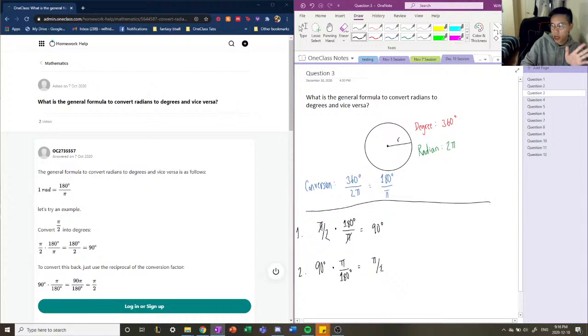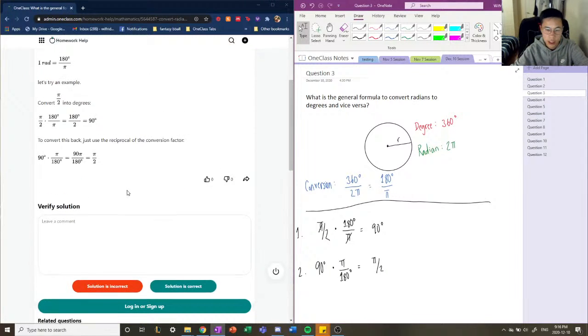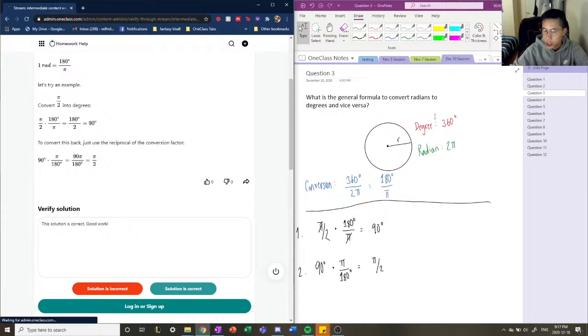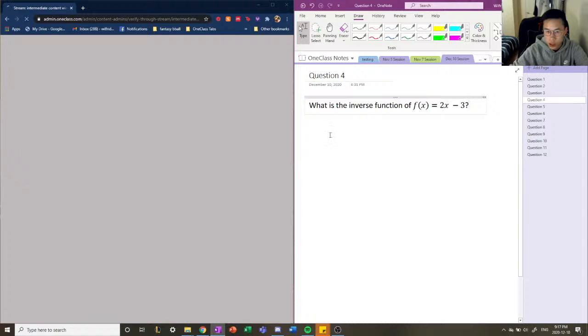This doesn't only apply to degrees and radians. This can apply to a lot of different applications in physics, chemistry, even biochemistry and biology. This is a very basic skill that you need to have. Other than that, the solution is correct, and we can move on. Good work. Okay, cool. Question number 4.